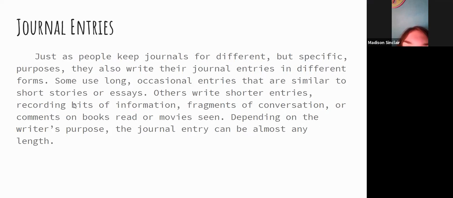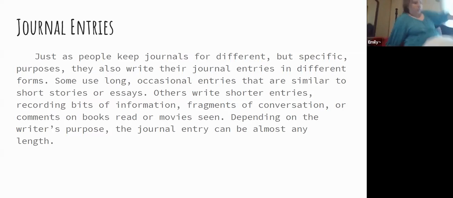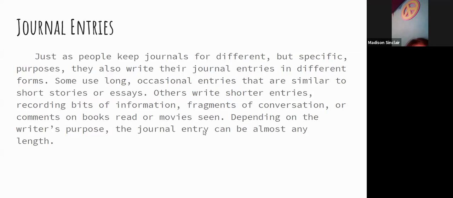Just as people keep journals for different but specific purposes, they also write their journal entries in different forms. Some use long, occasional entries that are similar to short stories or essays. Others write shorter entries recording bits of information, fragments of conversation, or comments on books read or movie scenes. Depending on the writer's purpose, the journal entry can be almost anything.